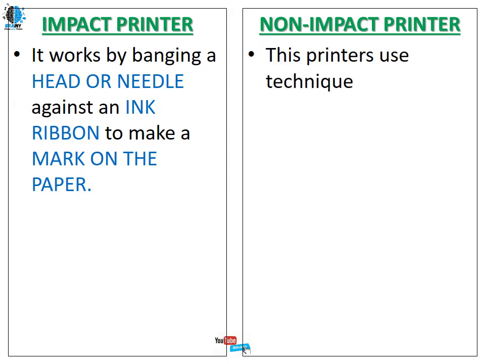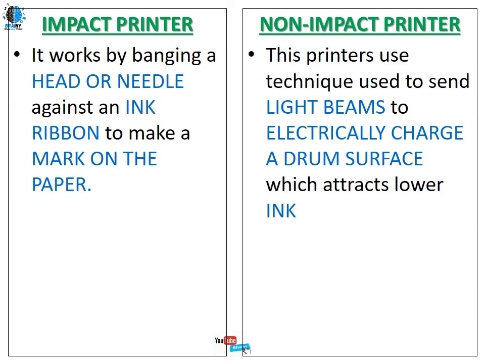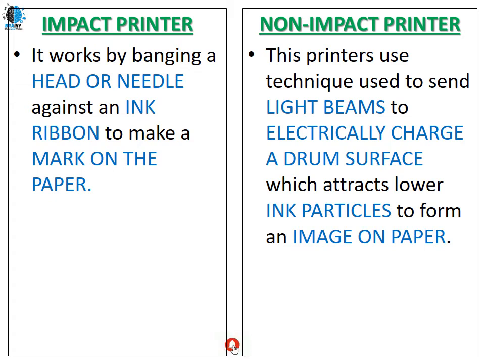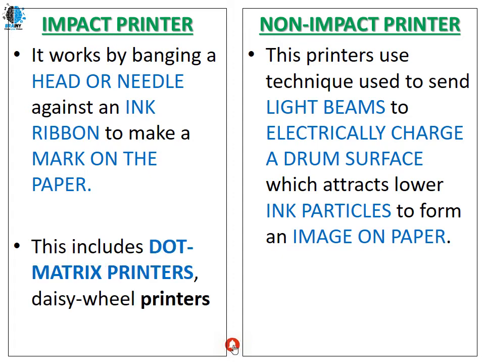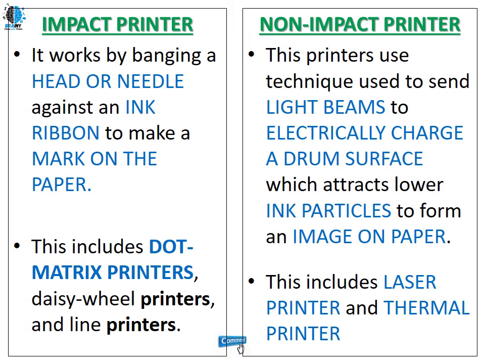This printer uses a technique to send light beams or an electrically charged drum surface which attracts toner ink particles to form an image on paper. So light beams or an electrically charged drum surface will be in contact with the paper to print anything on it. Impact printers include dot matrix printers, daisy wheel printers, line printers, etc. Whereas non-impact printers include laser printers, thermal printers, inkjet printers, etc.